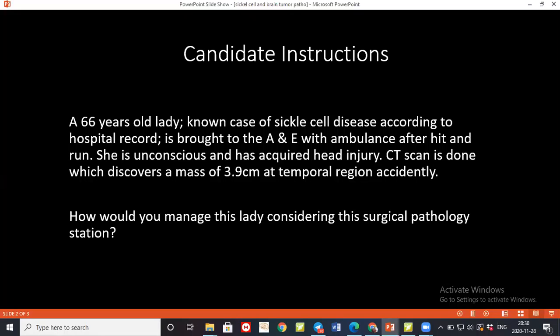All right. On CT scan, you discovered the patient has a mass of 3.9 centimeters at the temporal region, right? And this mass was discovered accidentally. Once you are trying to secure and save the patient, are you going to operate on the patient right away, or are you going to stabilize?